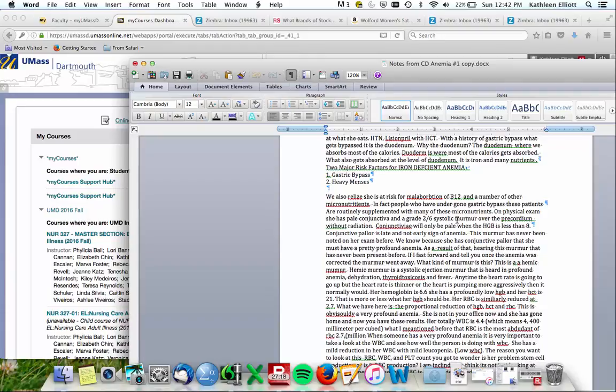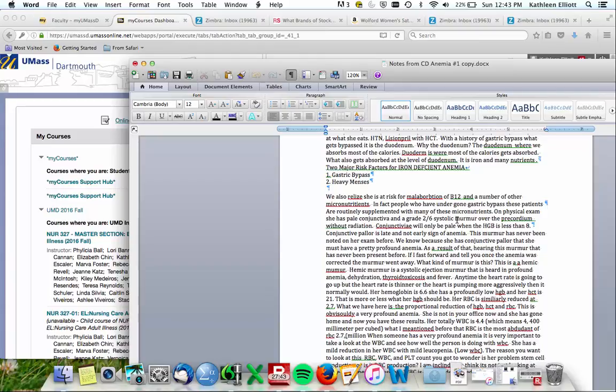So what kind of murmur is this? This is a hemic murmur, H-E-M-I-C, a systolic ejection murmur that is heard in profound anemia, dehydration, thyroid toxicosis, and fever. Anytime the heart rate is going to go up, but the blood is thinner or the heart is pumping more aggressively than it normally would, you will hear a hemic murmur.